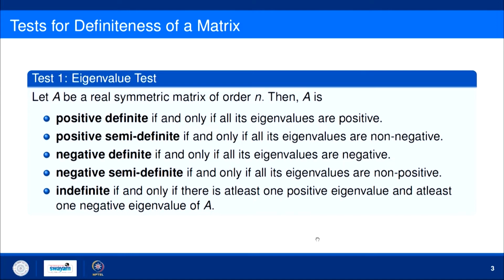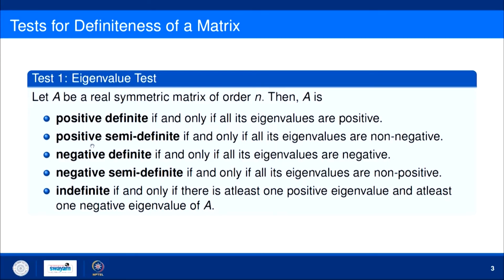So, you find the eigenvalues of a given symmetric matrix A, and if all eigenvalues are greater than 0, then the given matrix is positive definite. Semi-definite if and only if all its eigenvalues are greater than or equal to 0. Negative definite if and only if all its eigenvalues are negative, less than 0, and negative semi-definite if and only if all its eigenvalues are less than or equal to 0. And indefinite if and only if there is at least one positive eigenvalue and at least one negative eigenvalue of A. Okay, so this is the first test.